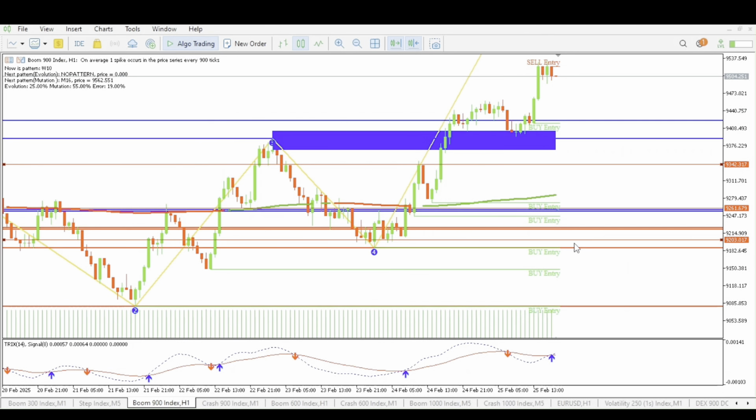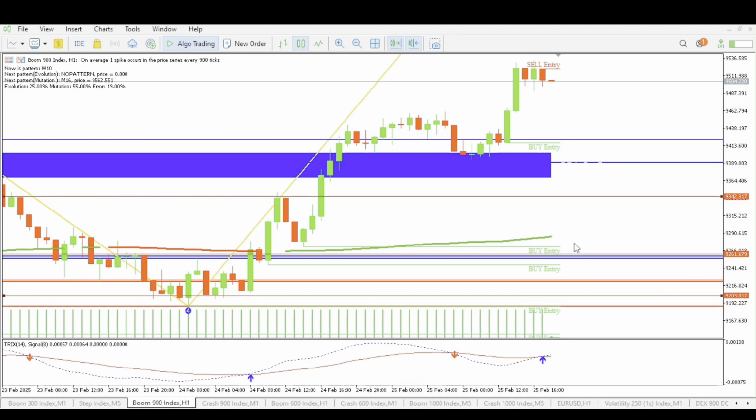So as you can see, our latest signal is a sell on Boom 900. So if you want to catch spikes on Boom 900, let's say we had a buy signal.